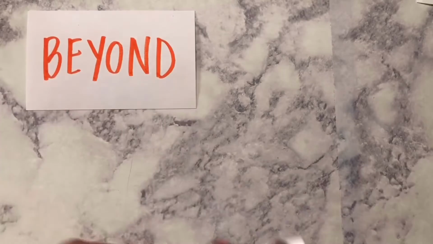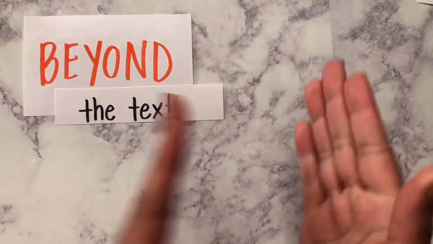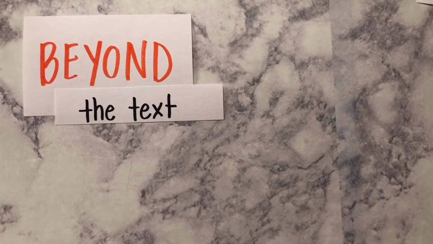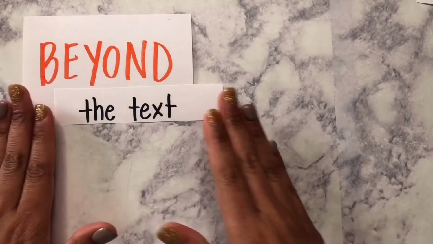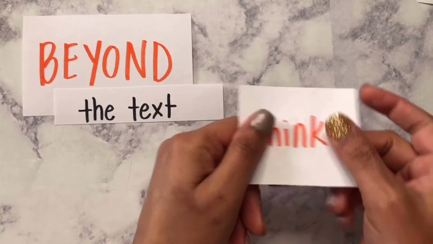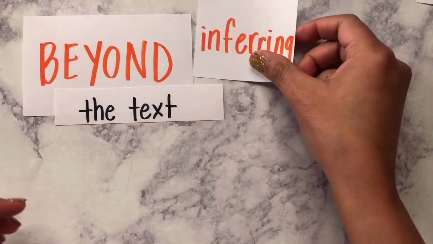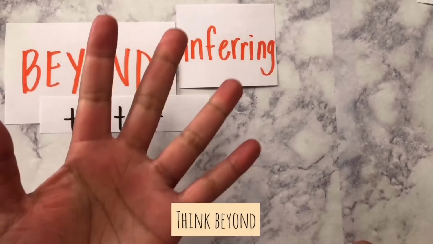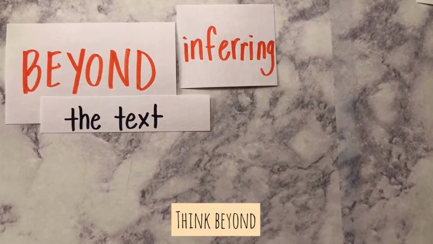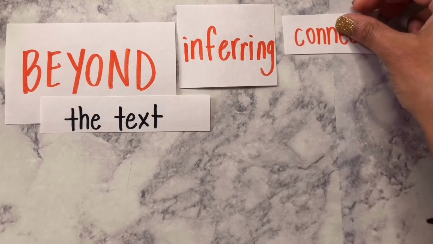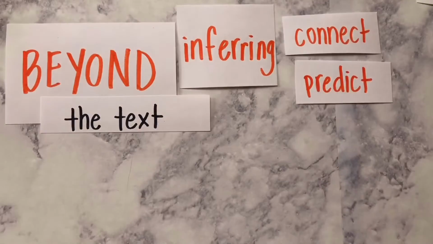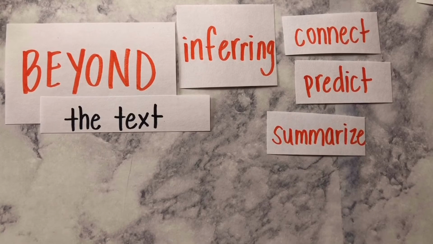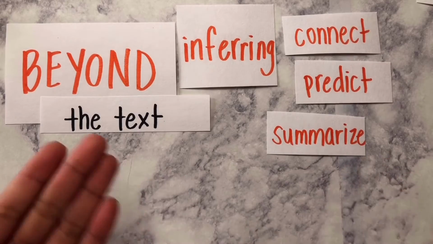The beyond the text questions are not right there. Even if you go back and reread, you can't take the words out of the text to answer the question. This requires some thinking on the reader's part. So a lot of it is going to be inferring. It is not right there. You have to take the text and think about it in your mind and then make an inference. So it involves a lot of connecting with the text, predicting what might happen next, or summarizing what you just read. These answers involve a lot of your thoughts about what you read, and it could be different from reader to reader.